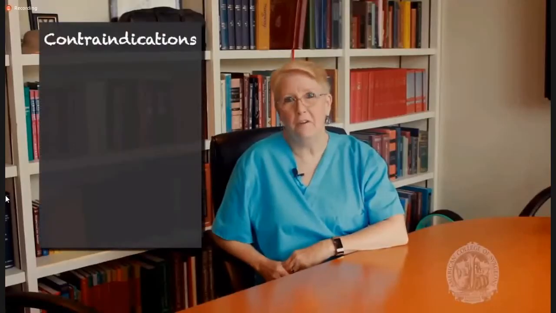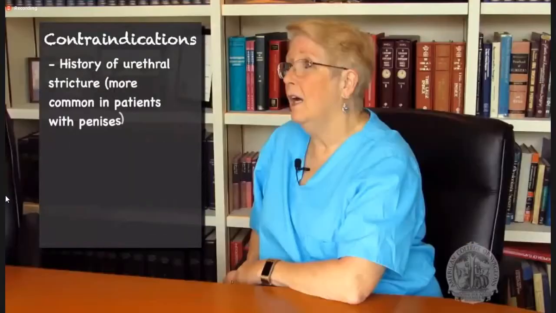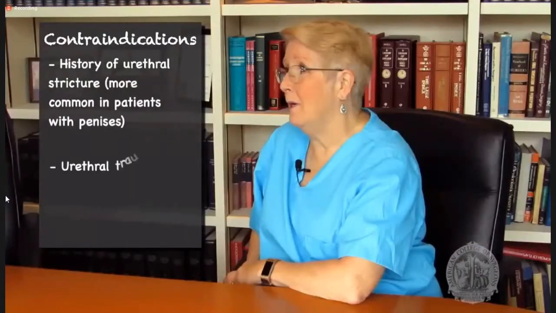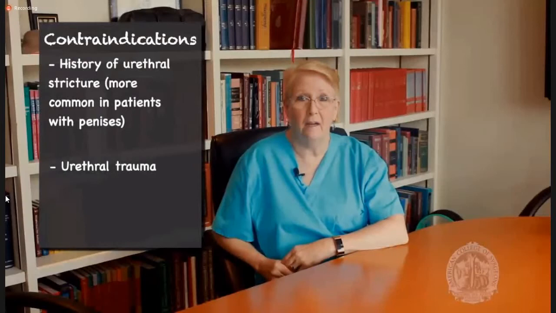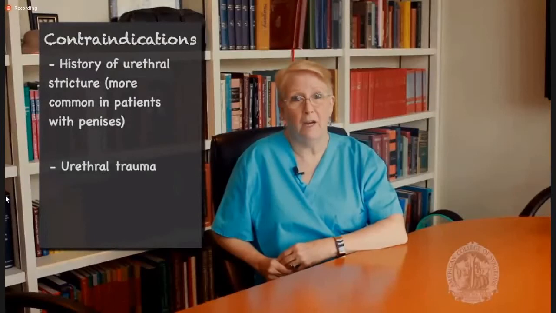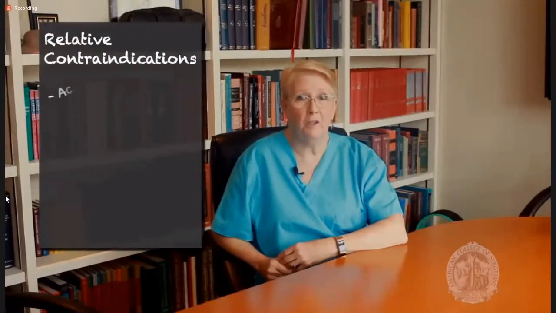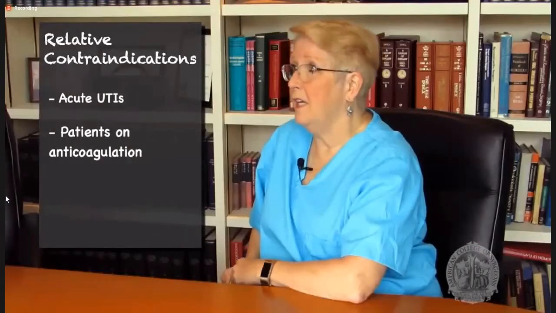Contraindications for placement of a urinary catheter include a history of urethral stricture, a urethral trauma, which you should suspect in patients with a high-riding prostate on rectal exam, blood at the urethral meatus, or perineal or scrotal hematoma or ecchymosis. Relative contraindications include patients with acute urinary tract infections and anticoagulated patients. Catheter-associated urinary tract infections, or CAUTIs, are a huge source of nosocomial infection, so always think carefully if your patient truly needs an indwelling bladder catheter.